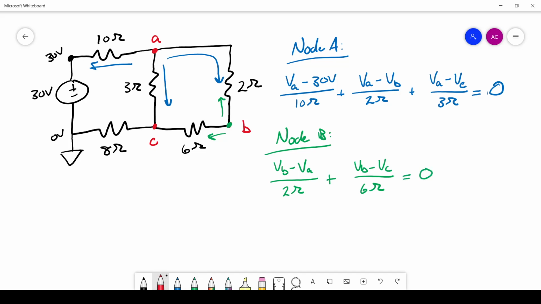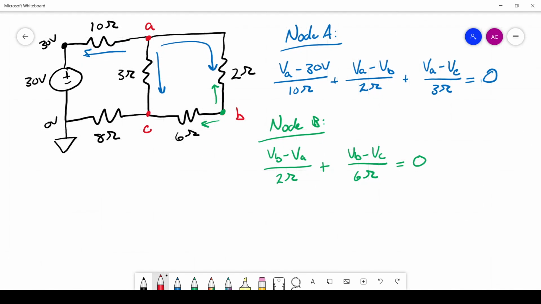Okay, so finally, let's do this for node C. So let me scoot down a little bit. This will be node C. Okay, so I'll use the green color to designate which one is node C again. So that's node C. Back to red.